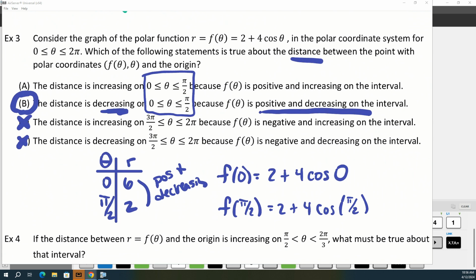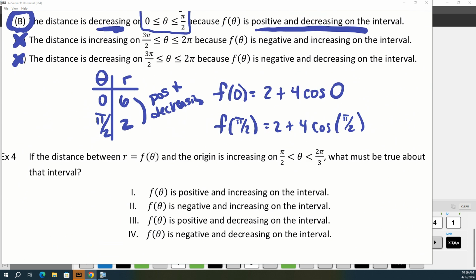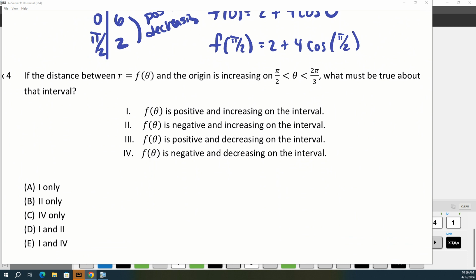All right, and then for example 4, we know that this function, the distance of this function and the origin is increasing on that interval. We don't know what the function is. It's fine. We don't need to. Which one of these 4 things or 2 of these 4 things is true about that interval if the distance is increasing? You guys take a second and figure it out for yourself. It could be 1 or 2 of these things. What do y'all think? It's E.